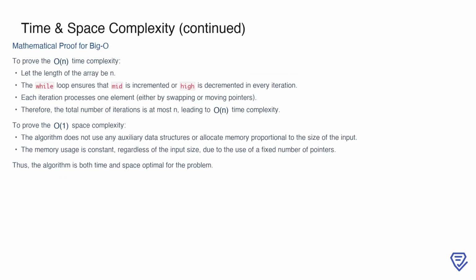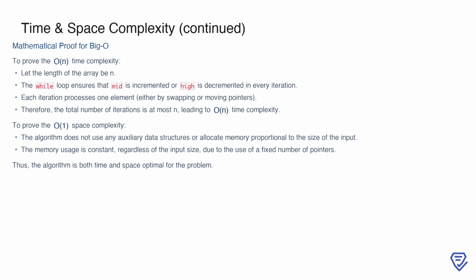To mathematically prove the O(n) time complexity, consider that the length of the array is n. The while loop ensures that either the mid pointer is incremented or the high pointer is decremented in each iteration. Each iteration processes one element by either swapping or moving pointers, which guarantees that the total number of iterations does not exceed n. As a result, the time complexity is O(n).